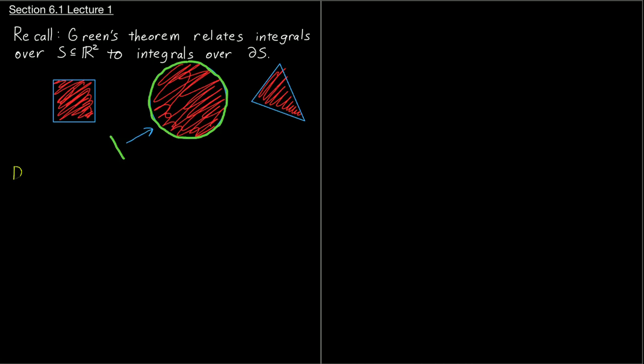So let's start by defining a parametric curve. I'm going to stop calling them parametric curves. In this course, a curve is always going to be a parametric curve. So a curve in RP is a continuous function whose domain is a closed bounded interval and that maps into RP.